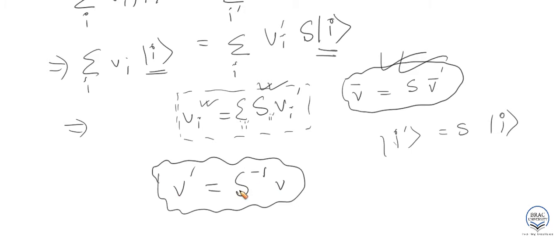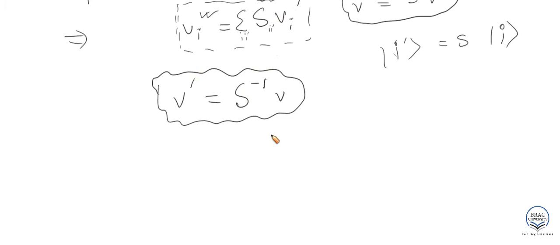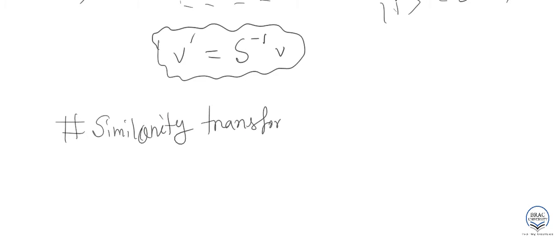So using this, we are going to see something called a similarity transformation, and you can easily verify that the vector itself will be invariant under this kind of transformation. So let's try to now see what is a similarity transformation. And these S matrices will correspond to the similarity transformation.